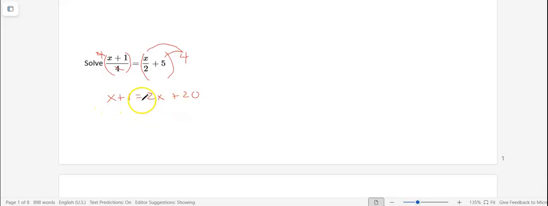And as we know, I want my x's to be positive, so I'll subtract x from both sides, and I'm going to subtract 20 from both sides. That cancels my x's on this side, and it cancels my 20s on this side. So here I'm left with x equals negative 19. Okay, let's move on.